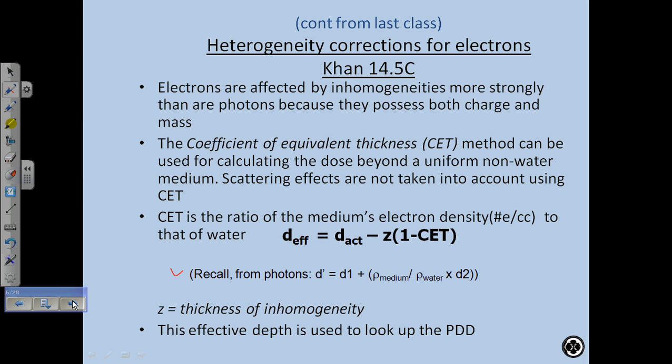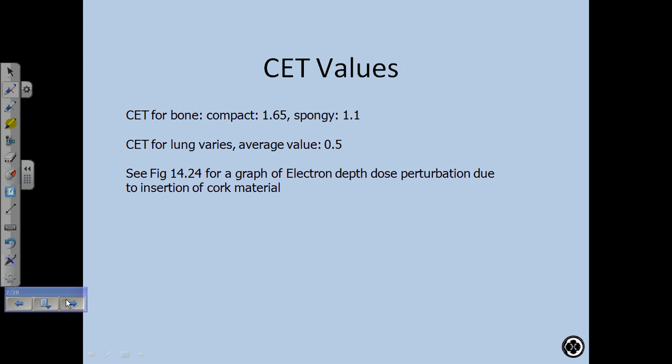This effective depth is used to look up the PDD. So if you wanted to calculate the PDD at a certain point, you would calculate this effective depth to look up that PDD. It's a really simple equation. The CET values for a couple of materials are here. For bone, compact bone is 1.65, spongy bone is 1.1. So spongy bone is close to water, actually. It's only 10% higher in terms of electron density. CET for lung varies, and the average value is 0.5. See figure 14.24 for a graph of electron depth dose perturbation due to insertion of a quark.